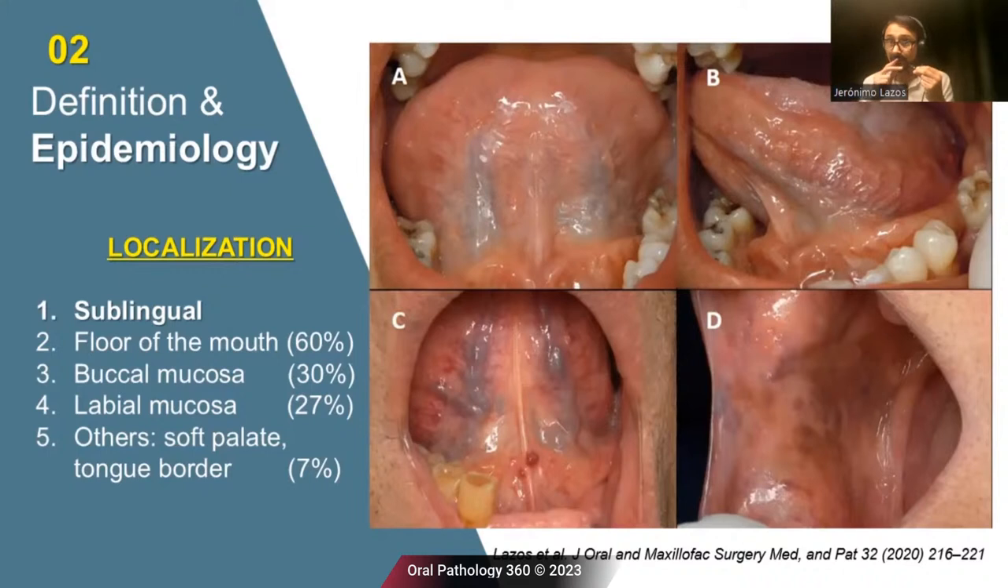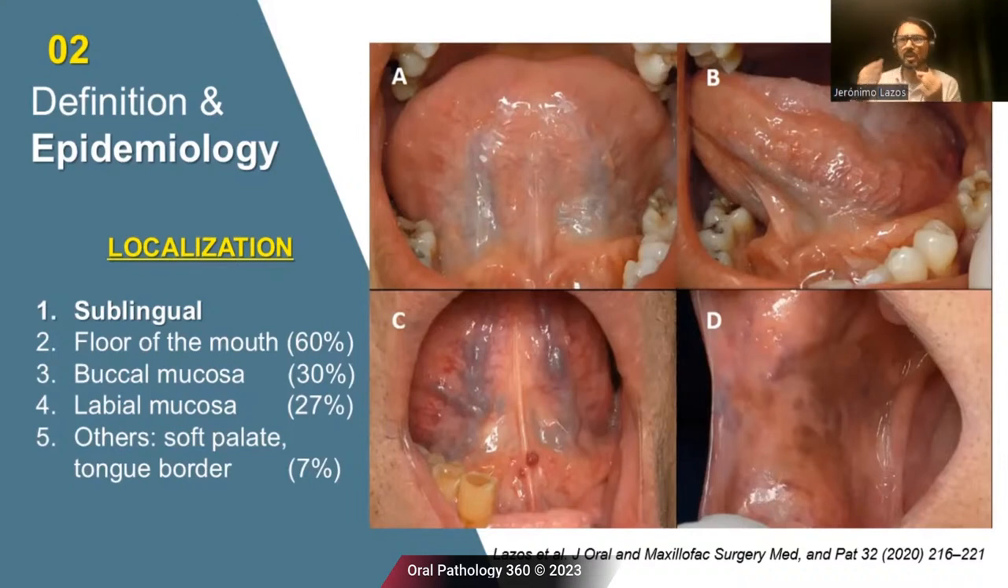But those four places, ventral surface of the tongue, floor of the mouth, buccal and labial mucosa, are the most affected sites. Having said that, the lower lip vermilion can develop varices, but in that specific place, oral varicosities are believed to be caused by chronic sun exposure. So the biological mechanisms behind the development of varices in that particular location are different to all the other localizations. So we are going to make a separate note about them.